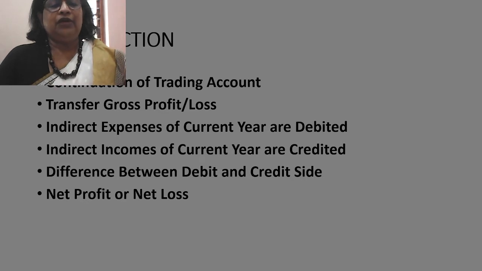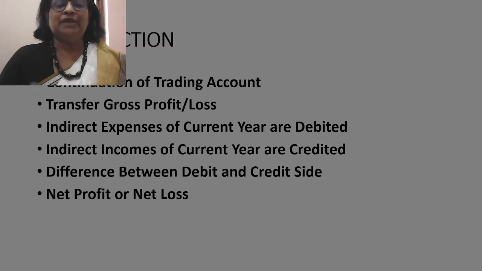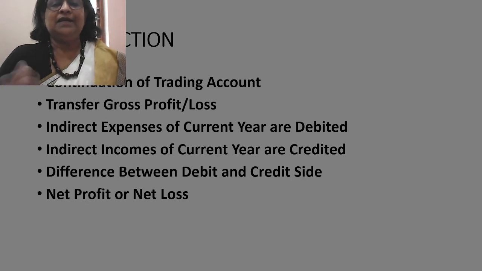And first thing you have to remember, the gross profit or gross loss is transferred from trading account to profit and loss account. Now, trading account, I have explained that you are treating the direct expenses in the trading account. Now, in the profit and loss account, you have to remember that all indirect expenses of the current year are debited to profit and loss account. We will see in a separate slide which all the items to be debited, which all the items to be credited. Similarly, indirect incomes of the current year are credited to profit and loss account.